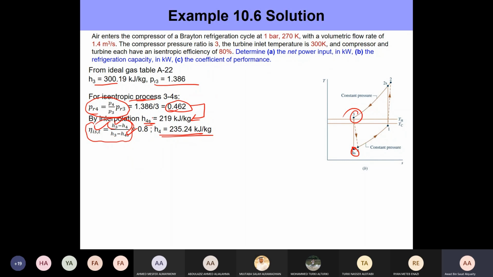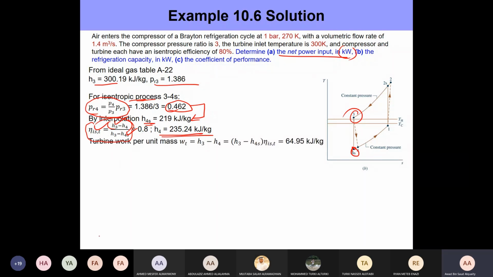Okay, so now we have all the enthalpies that we care about. We need to go ahead and now determine the stuff that we need. So first of all, for net power input, we need to calculate the net power input in kilowatt. Do we have all the information that we need, or do we need something else? The net power input has to be provided in kilowatt, not in kilojoule per kilogram. So do we need any information? The mass, yes. Exactly, we need the mass flow rate.